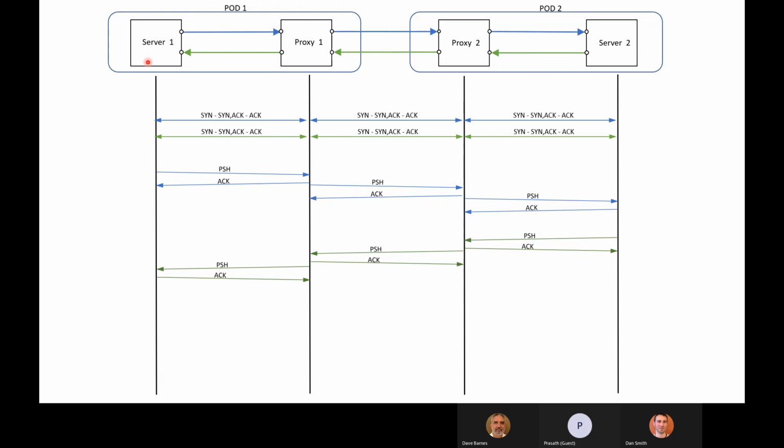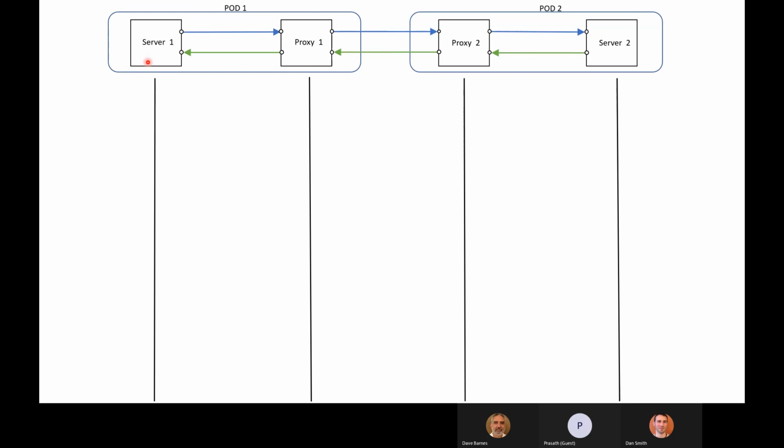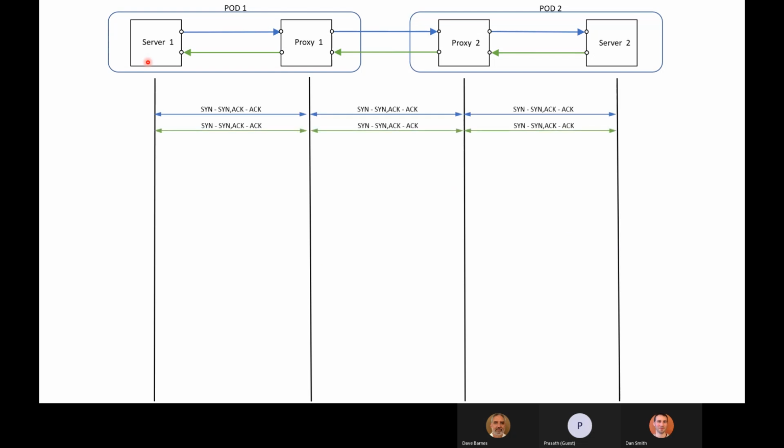Now, let's get into the problematic situation. So again, a starting point, three-way handshake on each of these TCP connections. We have connections in both directions. Now server one again tries to send some data towards the remote server two. Data is sent and intercepted by the local proxy, which acknowledges the data package and proxies it towards the remote proxy.